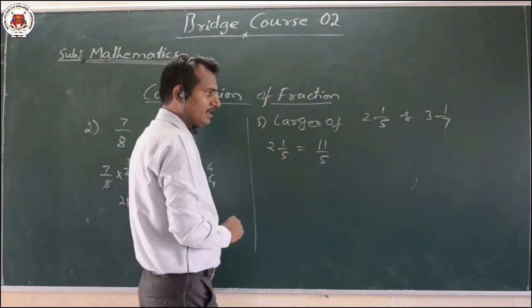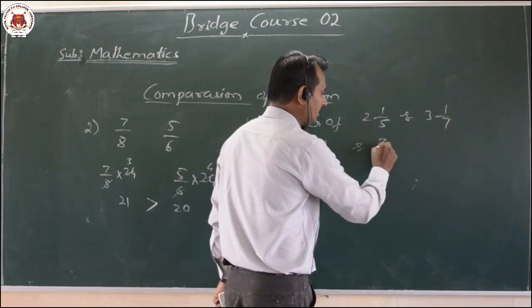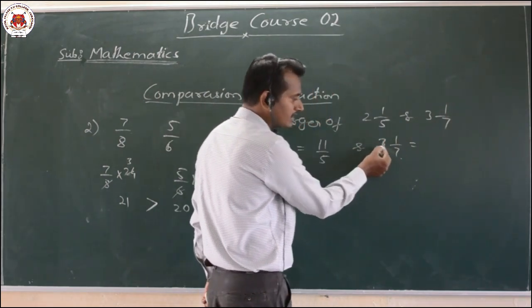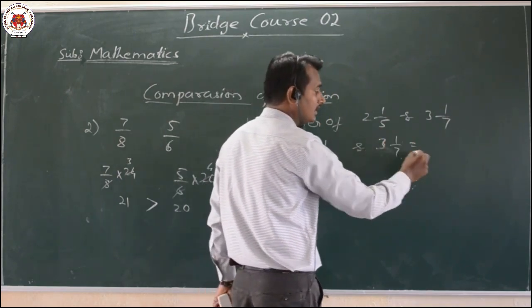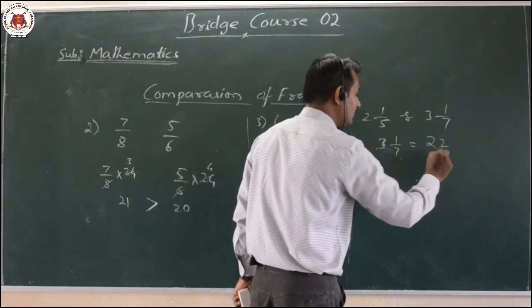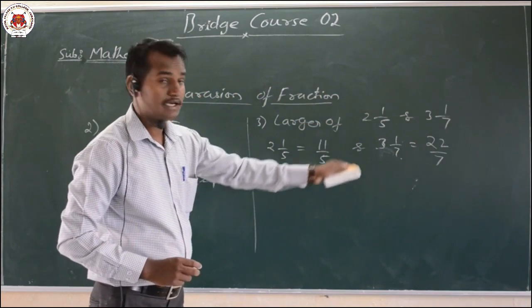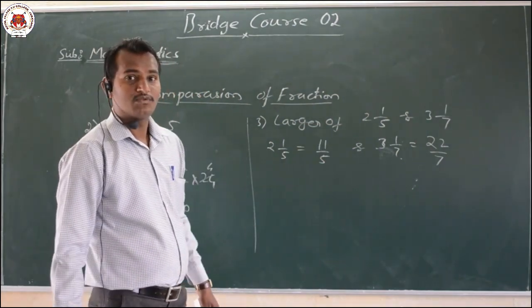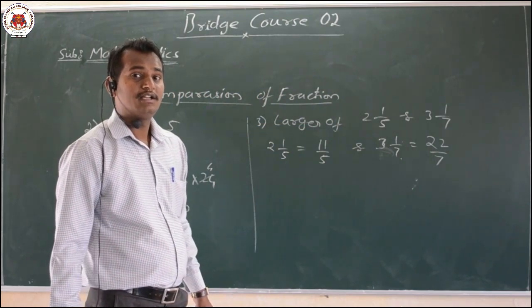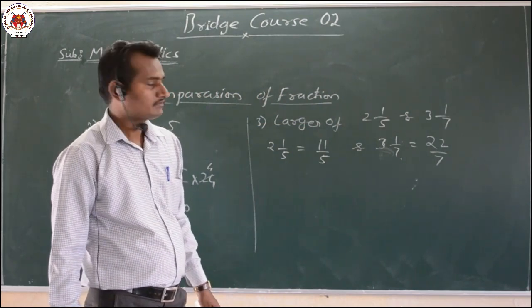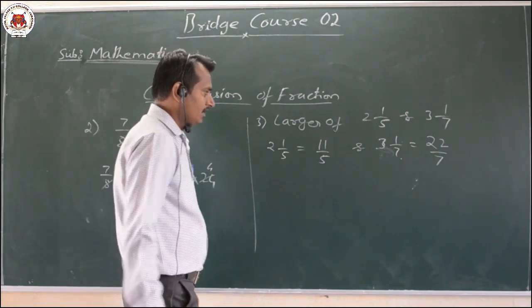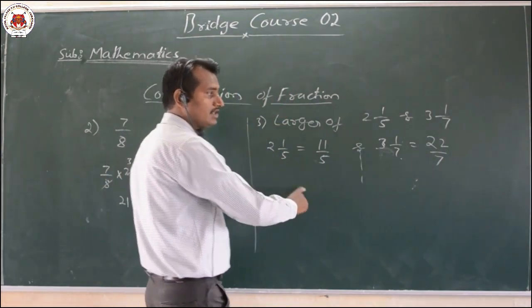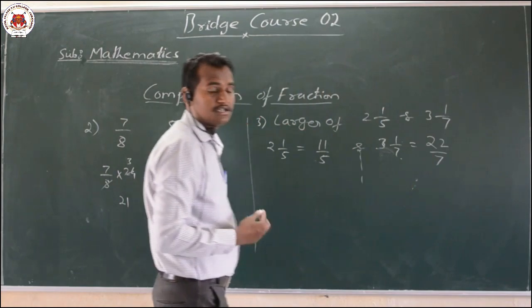Here 3 into 1 by 7: 7 3s are 21, 21 plus 1, that is 22 by 7. Exactly, that is pi, 3.142 and so on, a never ending value. Now which one is larger, 11 by 5 or 22 by 7? How do we conclude?